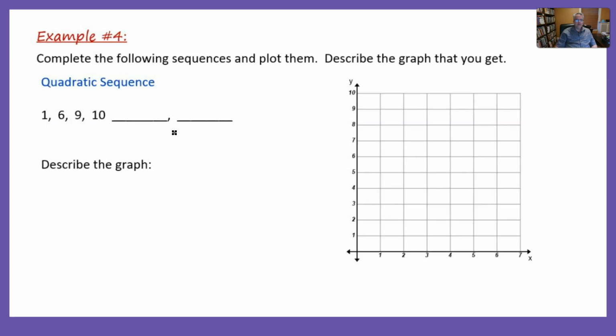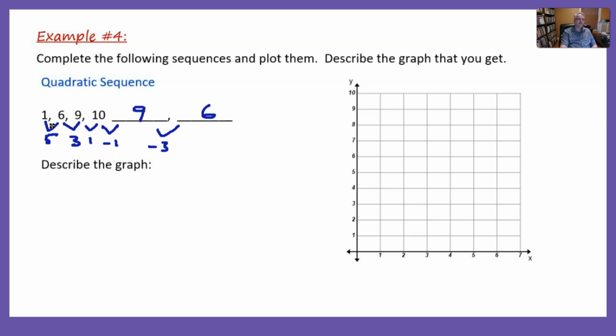Okay, well, let's move on to quadratic. All right, these are a little crazy. So I'm going to find the differences here. 6 minus 1 is 5. 9 minus 6 is 3. 10 minus 9 is 1. Look at the pattern here. The differences are going down by 2. The next difference is going to be negative 1. And the next one after that is going to be negative 3. So 10 minus 1 is 9. 9 minus 3 is 6. So I have to work out the pattern and the differences before I can work out the sequence.